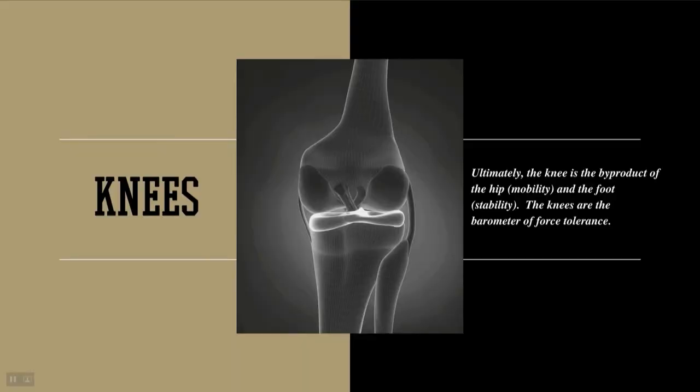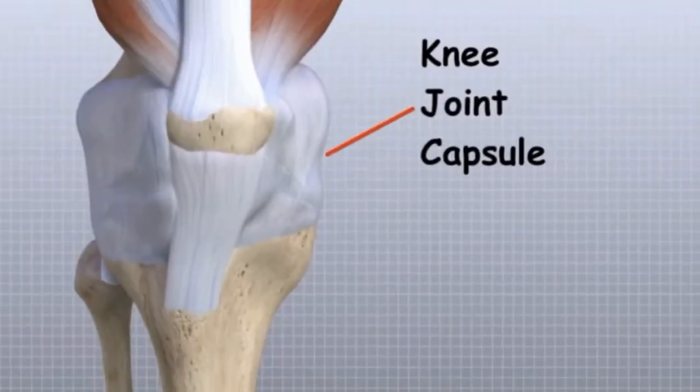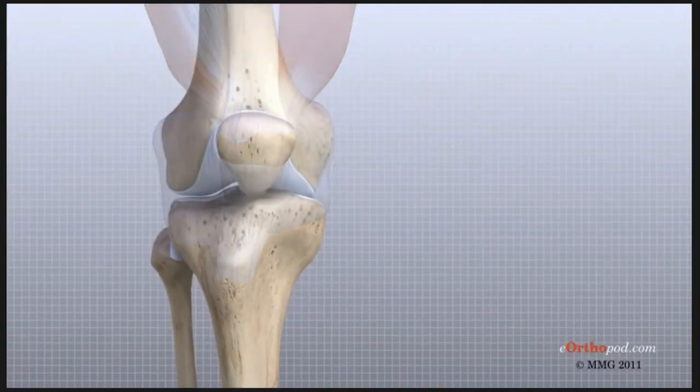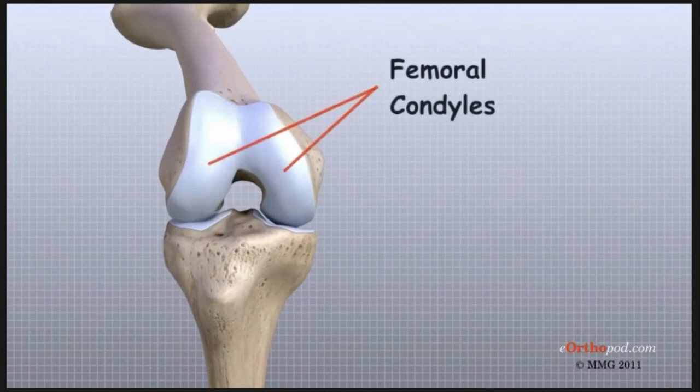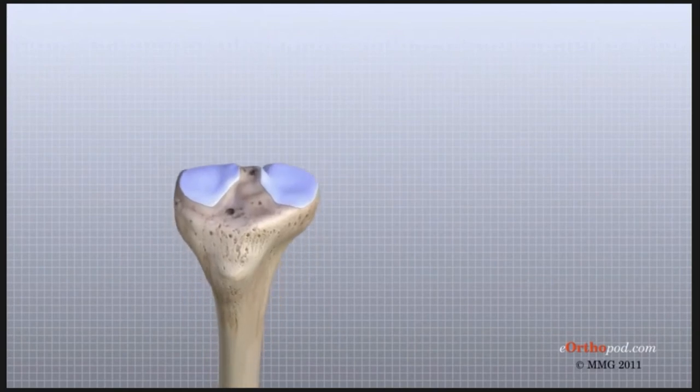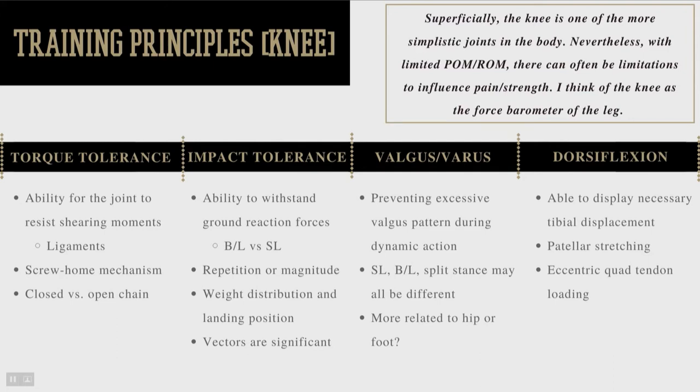So now we'll take a closer look at the knees. We mentioned that the knee is ultimately the byproduct of the hip mobility and the foot stability, and I like to see the knees as the barometer of force tolerance. If we think about things in simplistic terms to get the point across, that's perfectly great, but we need to understand that even though superficially the knee is a simplistic joint, there's a lot going on here. Looking at our KPIs or training principles, I break the knee up into 4 categories: torque tolerance, impact tolerance, valgus varus, and dorsiflexion.